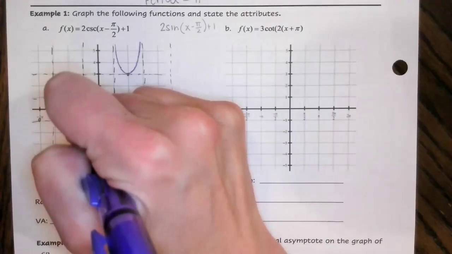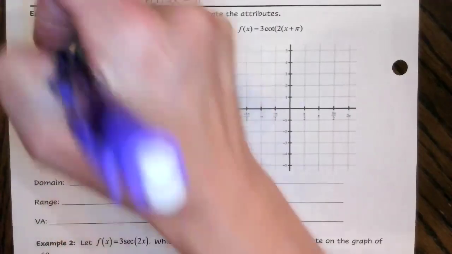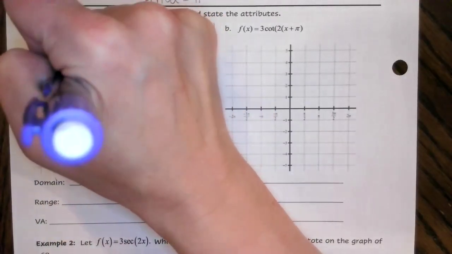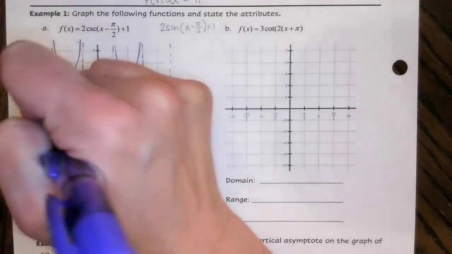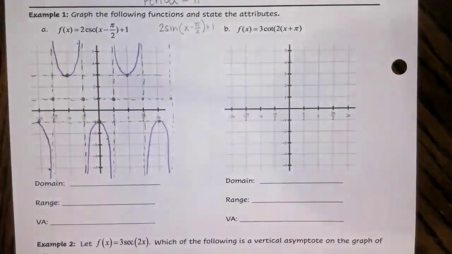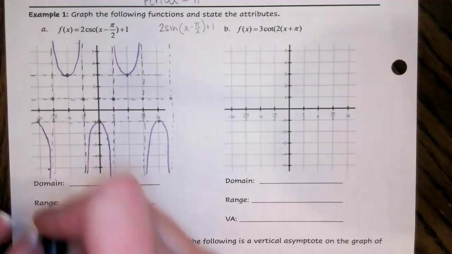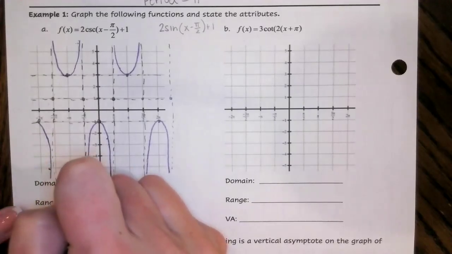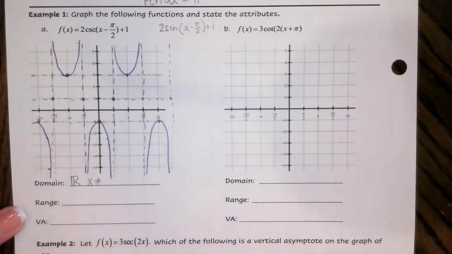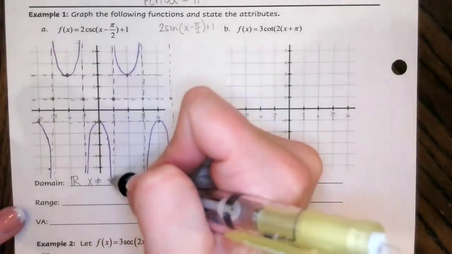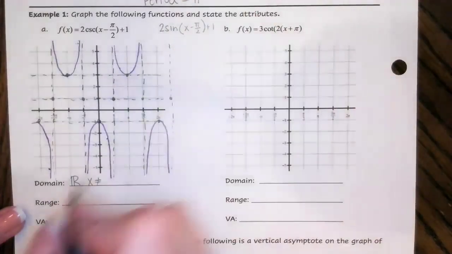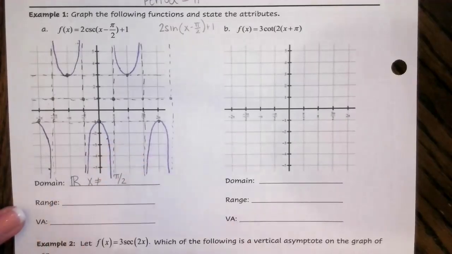And so at every one of those max mins, I'm going to have a vertex point there. And so my graph looks like this. All right, so let's answer some of these questions down here. For the domain, again, that's all real numbers except for my vertical asymptotes. And so my first vertical asymptote is right here at pi over 2. So I'm going to start with that one.